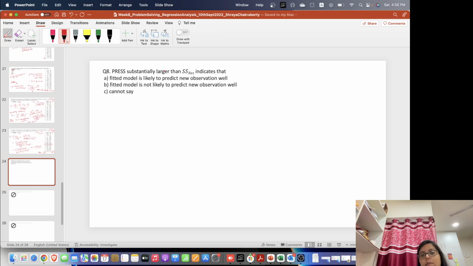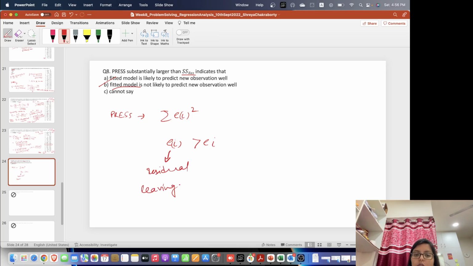So if PRESS is substantially larger than SS residual, it indicates that the fitted model is not likely to predict new observations well, because PRESS would give summation ei square, and if this ei is greater than the normal residual, so this is the residual leaving out the ith observation, and this is the ith residual from the usual model.